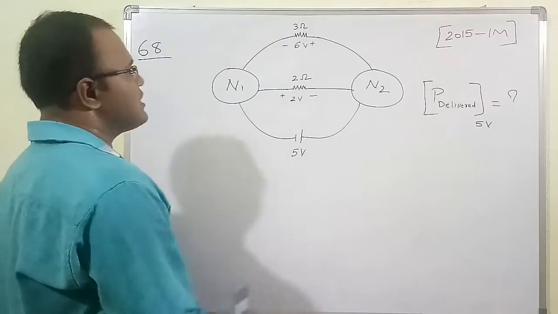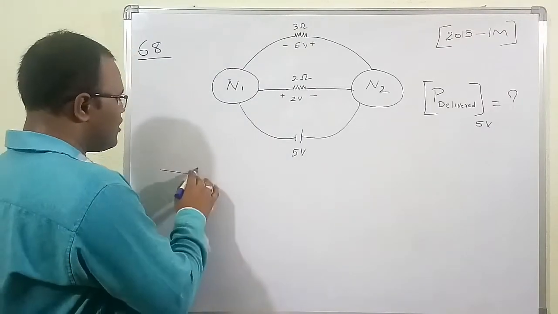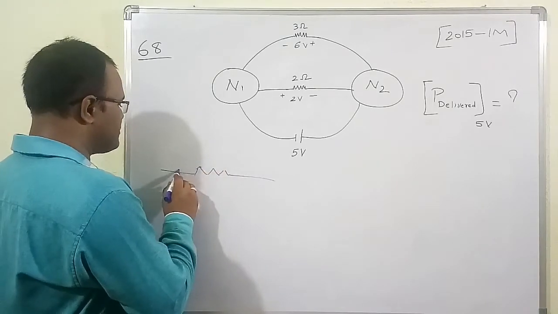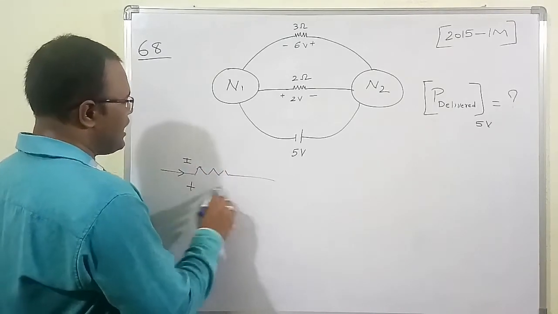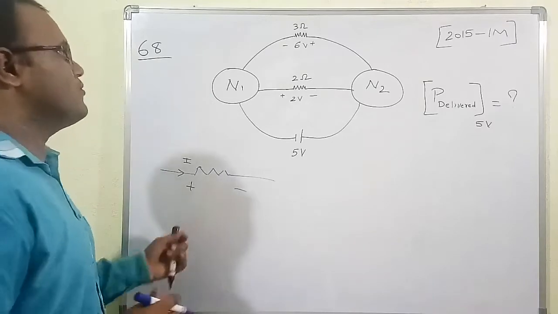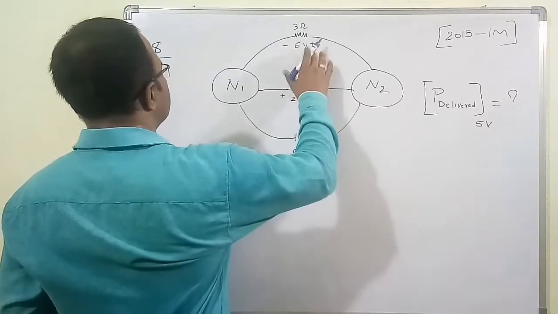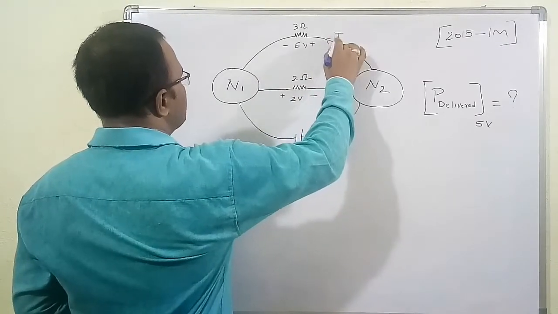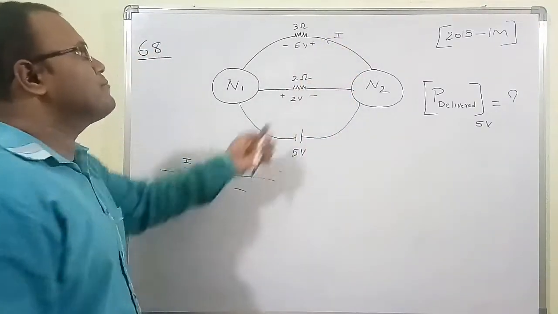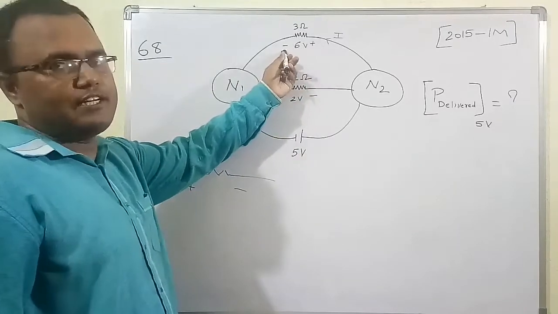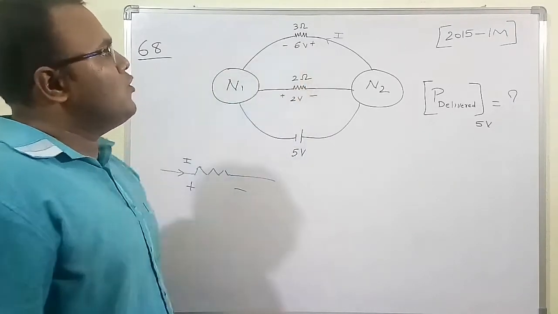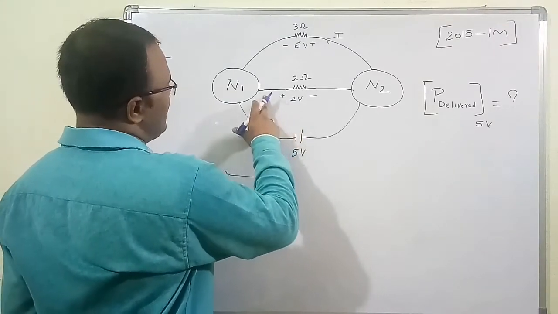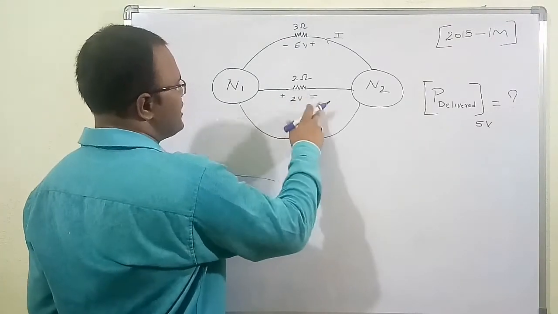So if you see carefully, in a resistor the current always goes from higher potential to lower potential. See here, the voltage drop here is positive and here is negative. So therefore the current has to travel from higher polarity to lower polarity, means from higher voltage polarity to lower potential polarity. Similarly here also the current has to travel from the positive polarity to the negative polarity.